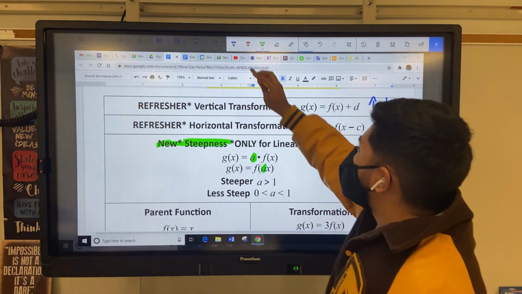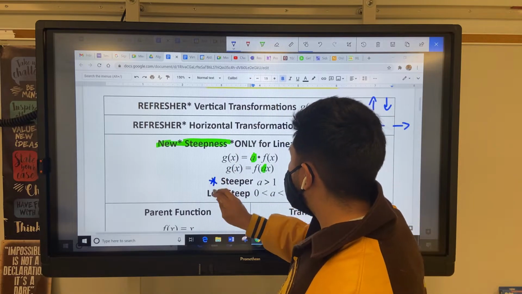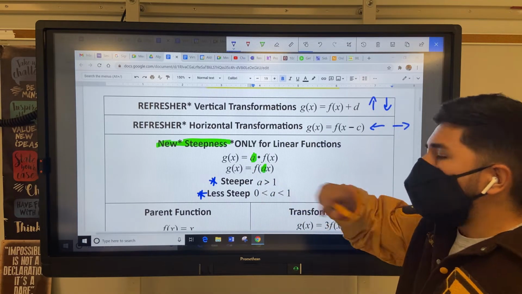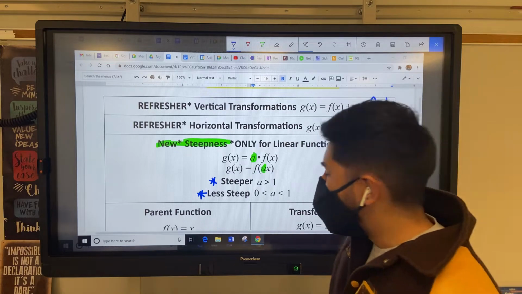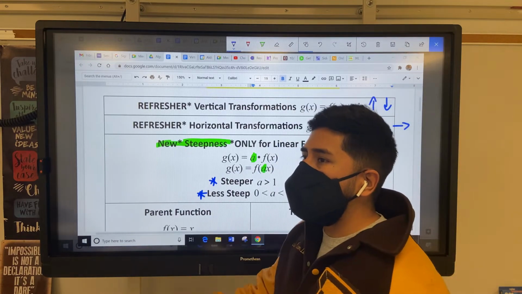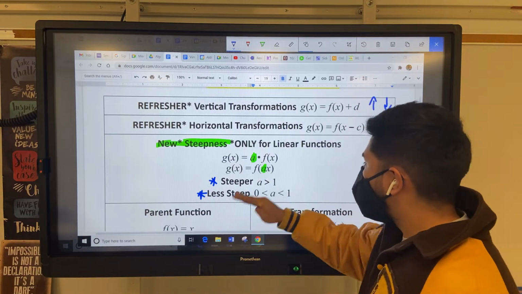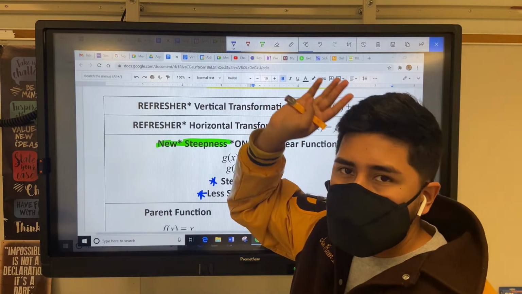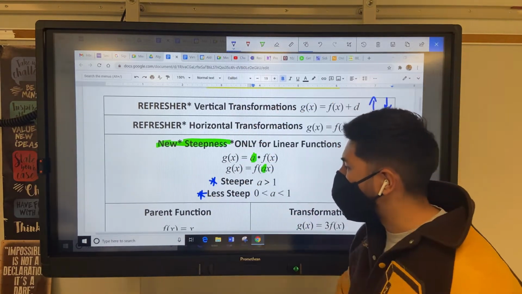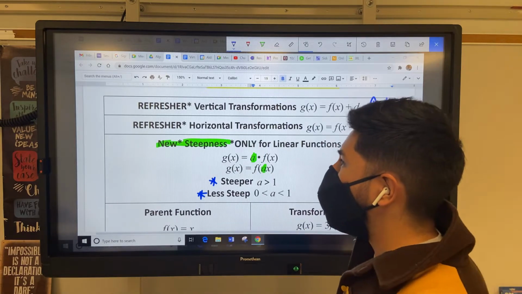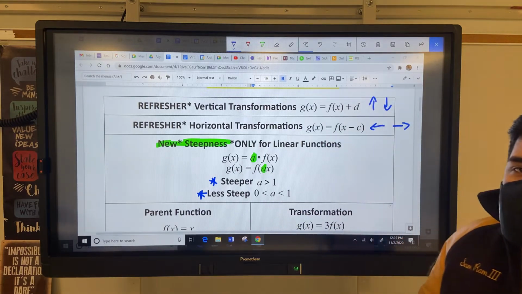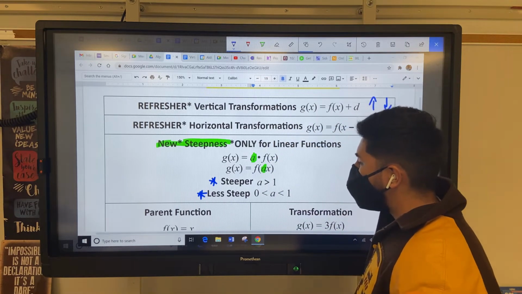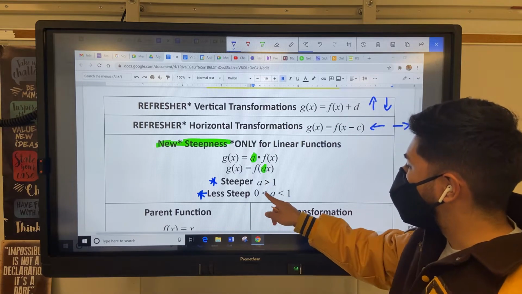But anyways, here are some key features that you need to know. Steeper and less steep. If it's steeper, that means it's going to be bigger than 1. I don't want to get into negatives just yet. But if it's steeper, that means it's 2, 3, 4, 5, 6, 7, 8, 9, 10 to infinity, right? Anything that's bigger than 1. Not equal to 1, bigger than 1. I wish we had class. I could say, why can't we say it's 1? But hopefully you can realize that the parent function has a slope of 1. Anyways, less steep, that means it's between 0 and 1.